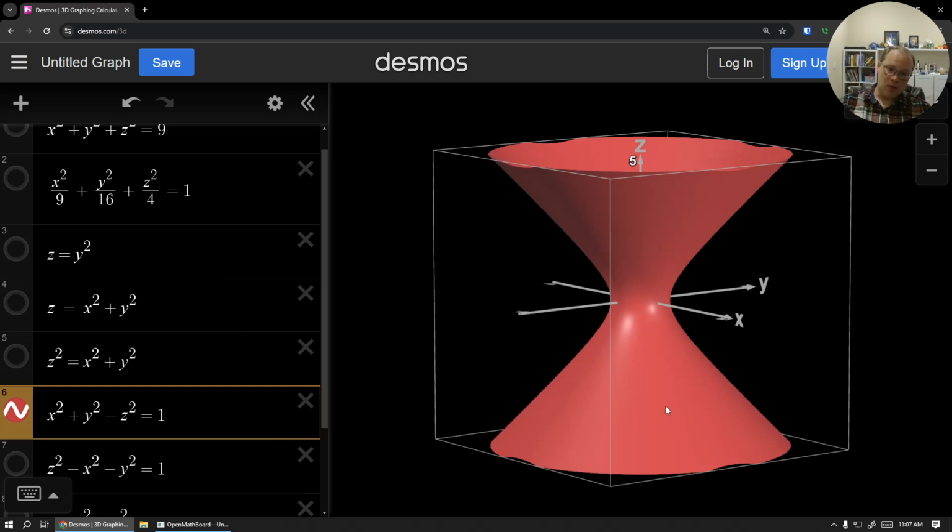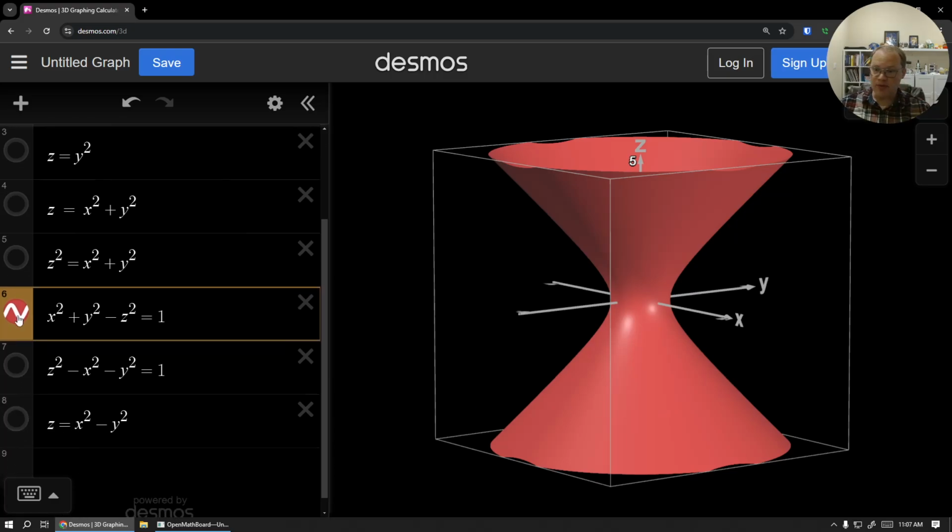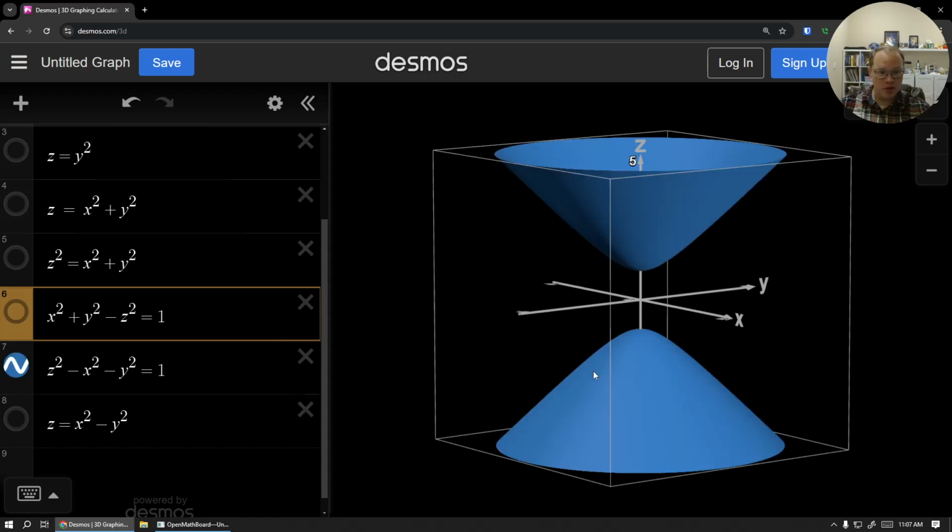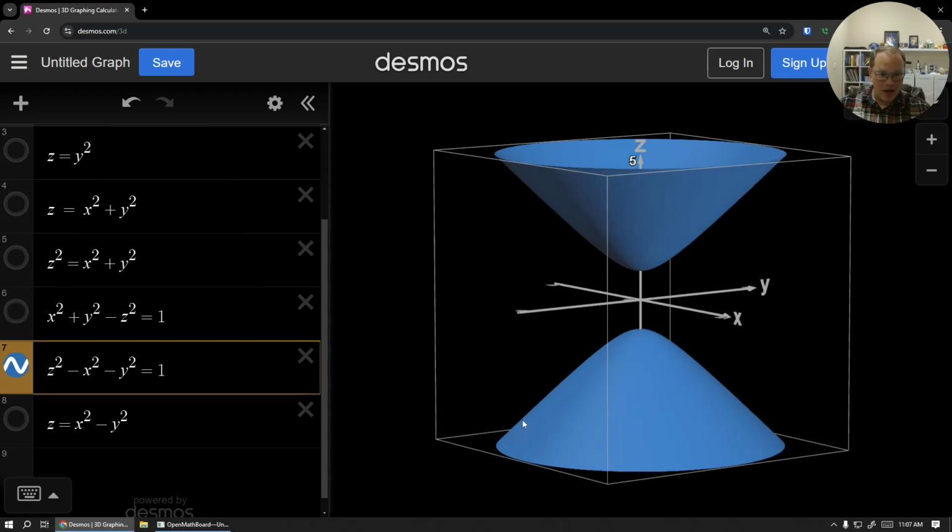Now you may be asking, why is there a hyperboloid of one sheet? Are there hyperboloids of a different number of sheets? Yes, there's a hyperboloid of two sheets. Again, you could see that hyperbola cross section. But now there's two sheets because there's two different pieces.